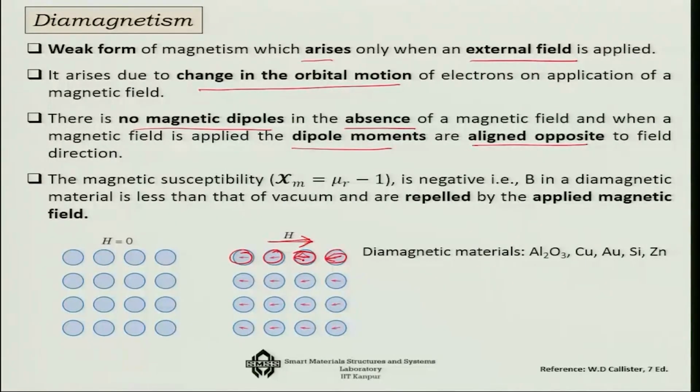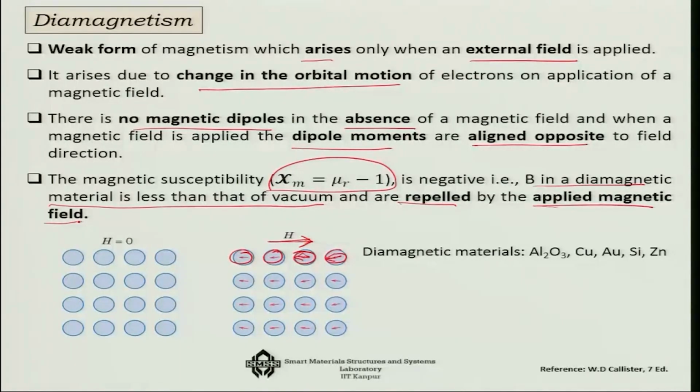The magnetic susceptibility in this case is mu r minus 1, which is negative, and B in a diamagnetic material is less than that of vacuum, and the material is repelled by the applied magnetic field.